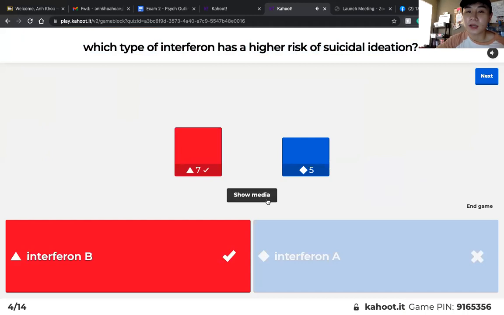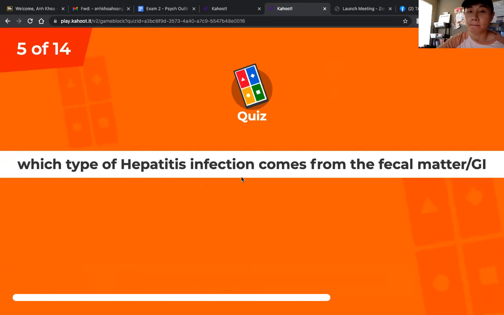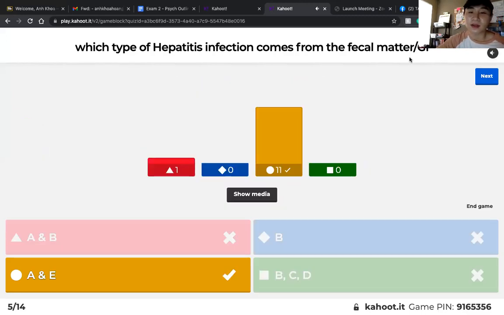Right, so interferon B has a higher risk for suicidal agitation. Both A and B have the risk of suicidal agitation, but B has a higher risk for it. And when the patients are being given interferon, when they show signs and symptoms of suicidal agitation, that is the only reason why we will stop the drug. Perfect. A and E, the vowels.